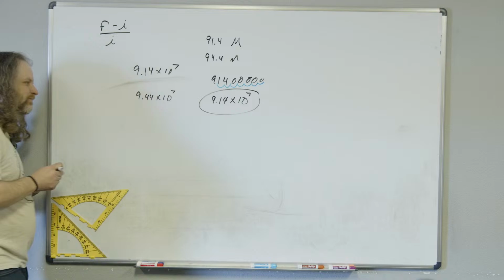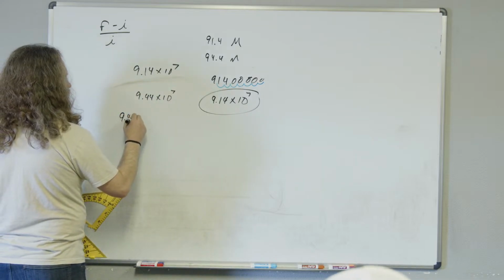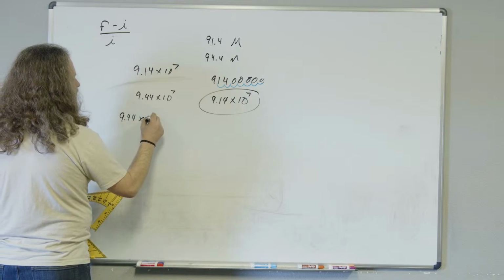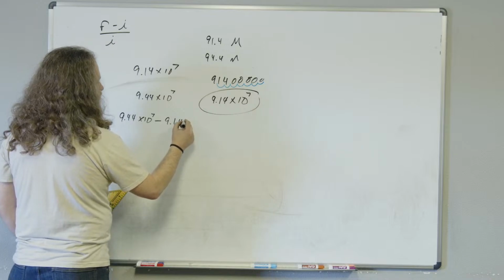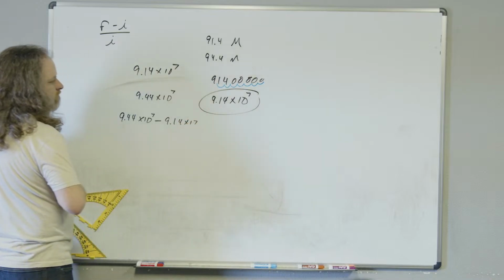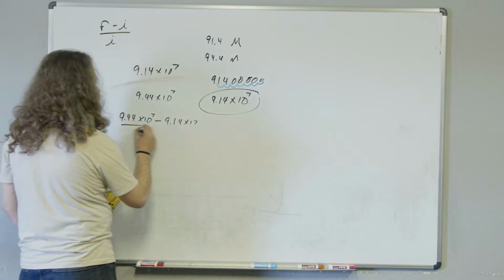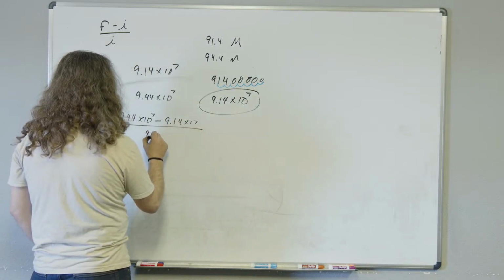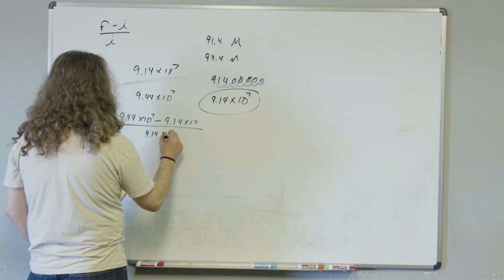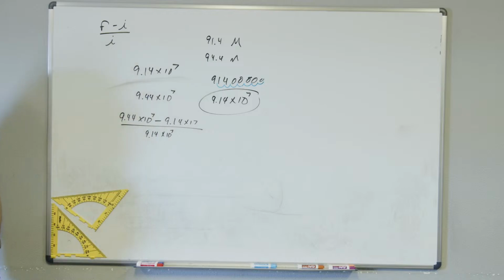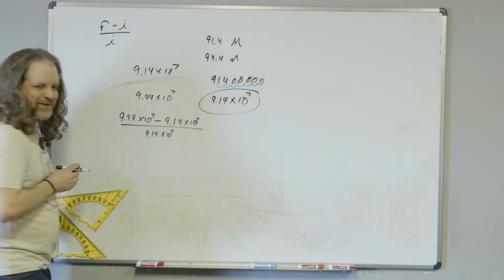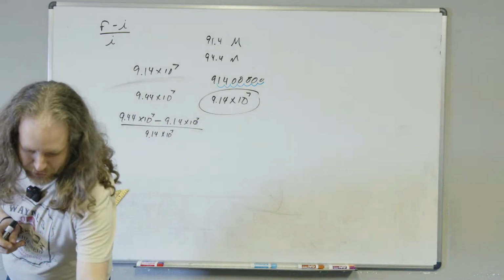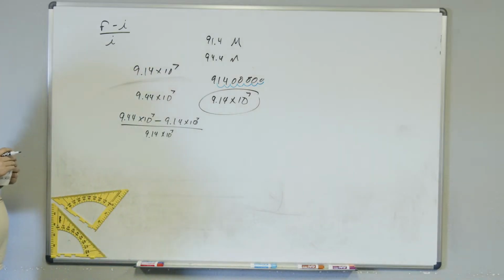So let's do it real quick. 9.44 times 10 to the 7th minus 9.14 times 10 to the 7th over 9.14 times 10 to the 7th. That's 17 on the top. That's why I wrote it wrong. You were like, wait a minute. That's why you got to engage the brain. Don't just copy what I write. You're not remotely unique in doing that. Lots of people do that.